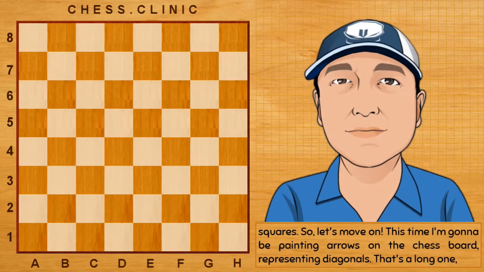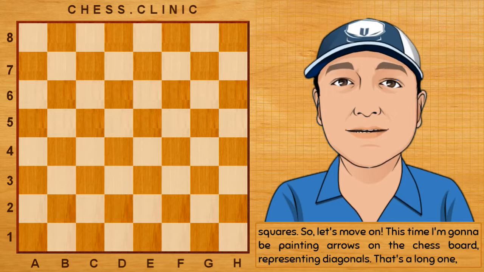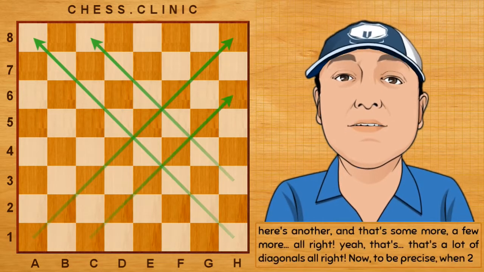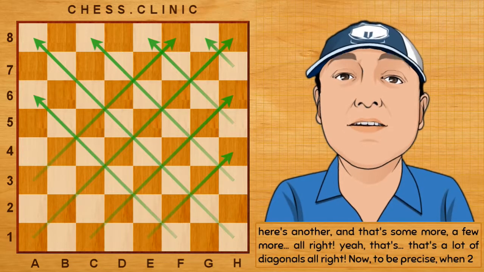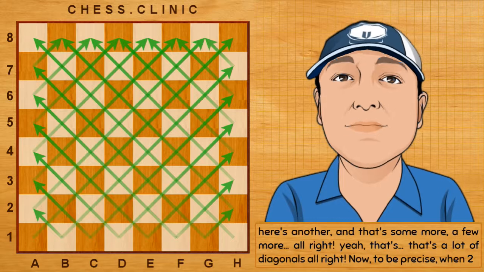So let's move on. This time I'm going to be painting arrows on the chessboard representing diagonals. That's a long one, here's another, and that's some more, a few more. All right, that's a lot of diagonals.